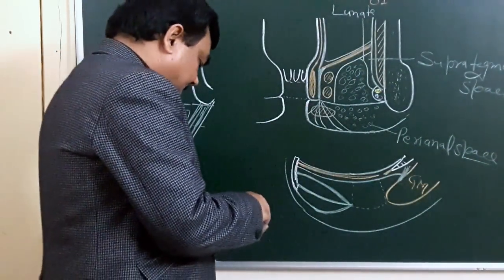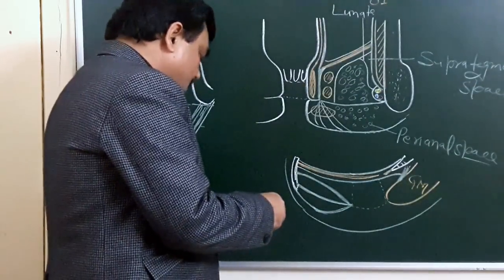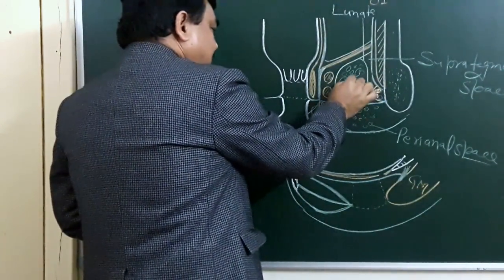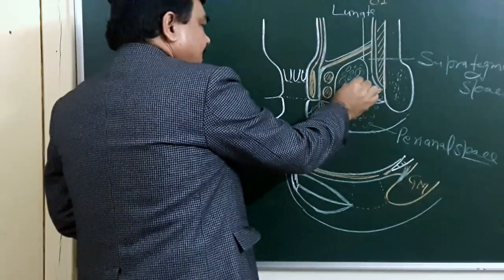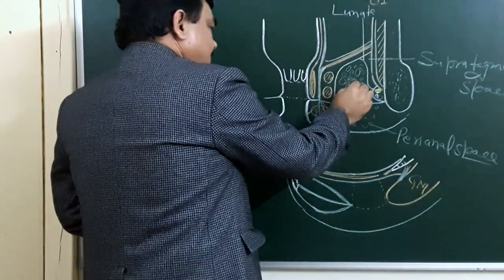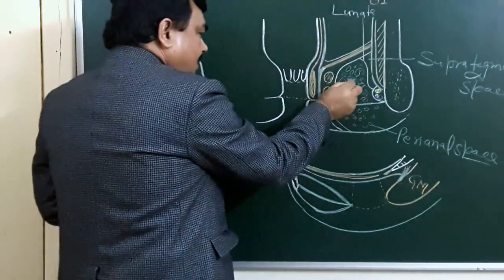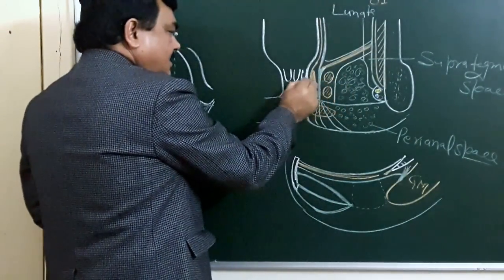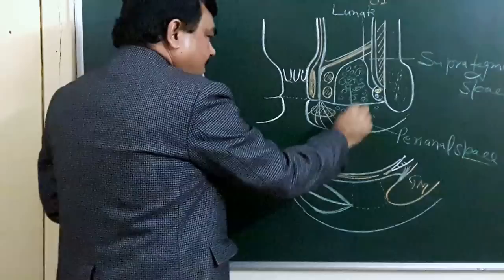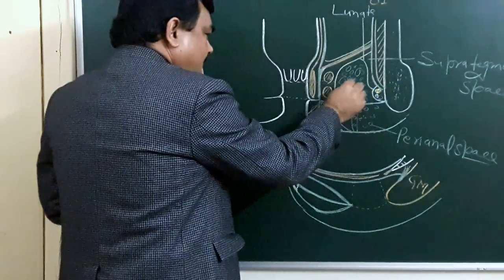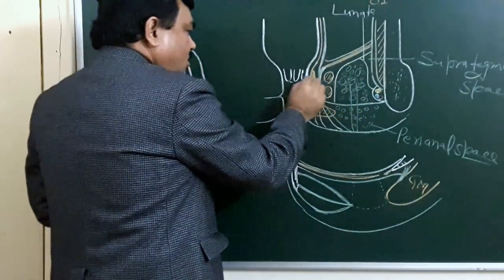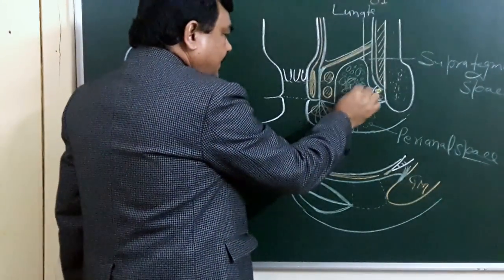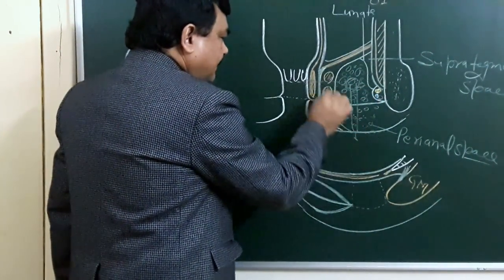If this space is infected, sometimes pus is formed here and a tract is formed for draining of the pus here or here. This is known as fistula in ano.